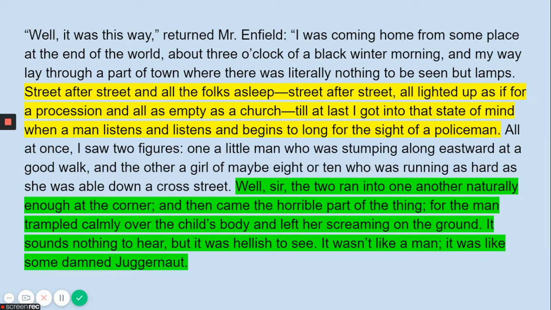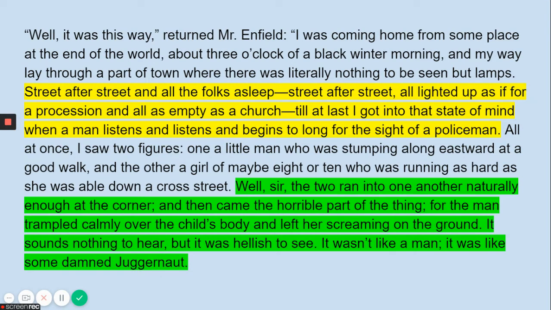"Well, it was this way," returned Mr. Enfield. "I was coming home from some place at the end of the world, about 3 o'clock of a black winter morning, and my way lay through a part of town where there was literally nothing to be seen but lamps. Street after street, and all the folks asleep. Street after street, all lighted up as if for a procession, and all as empty as a church. Till, at last I got into that state of mind when a man listens, and begins to long for the sight of a policeman. All at once, I saw two figures.